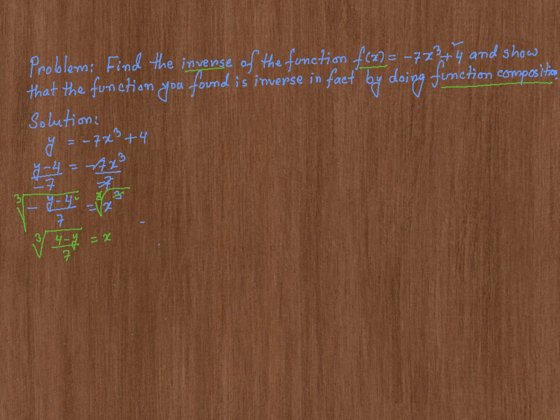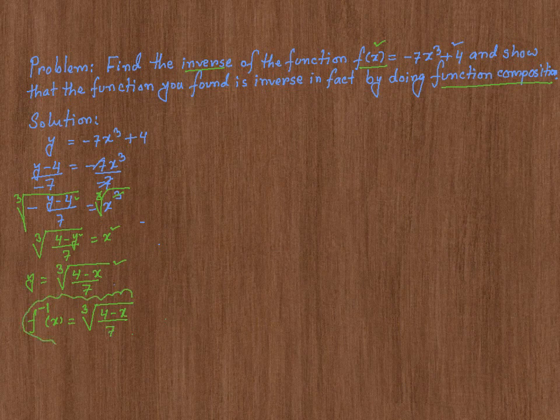So now I'm going to switch the x's and y's. So that means this is going to be y and this is going to be x. So it's going to be y is equal to cube root of 4 minus x divided by 7. Now my claim is that this new function that I got is the inverse of this function, and I'll call it f inverse of x. F inverse of x, that's going to be cube root of 4 minus x over 7.